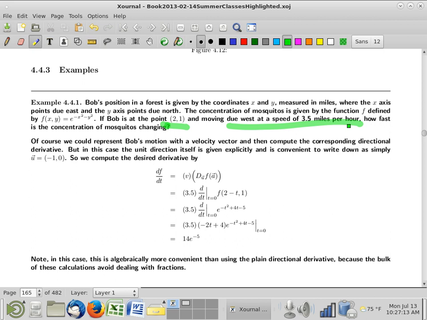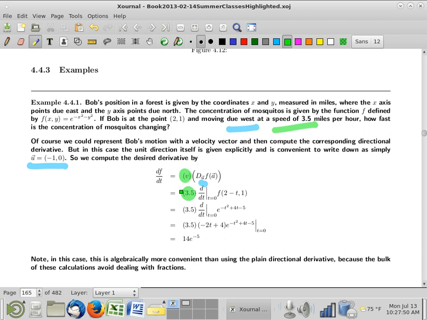I'm going to do this question with unit directional derivatives and then talk about how nice this move was at the end. Specifically, he's moving due west. Due west is described by the unit vector (-1, 0), which points to the left on the map. That's west. His speed is 3.5 miles per hour, so that's the speed I put in there, and I plug and chug.